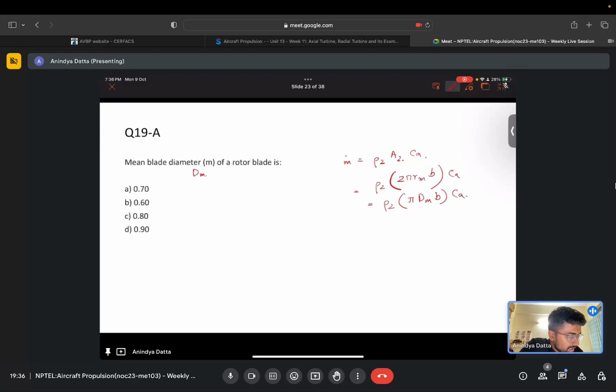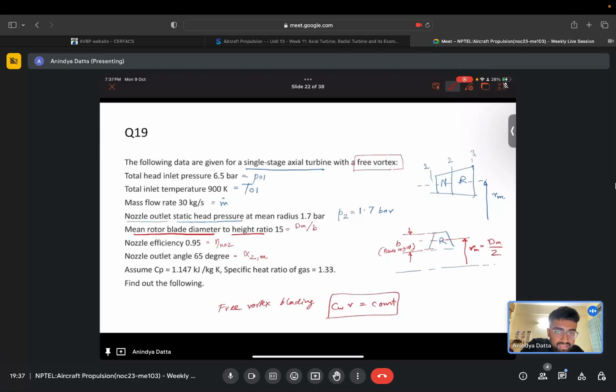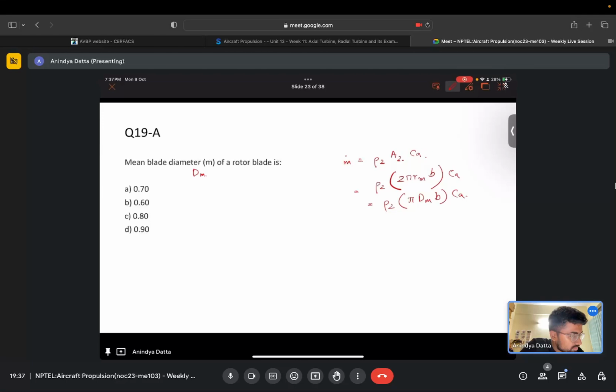Okay, and now we know that dm by b is equal to 15, so we can write b is equal to dm by 15. So m dot is equal to rho 2 pi dm square by 15 into ca.